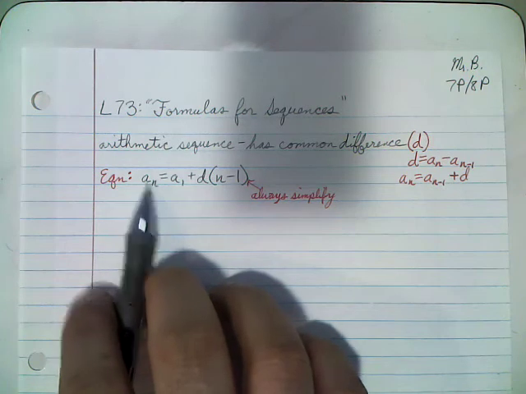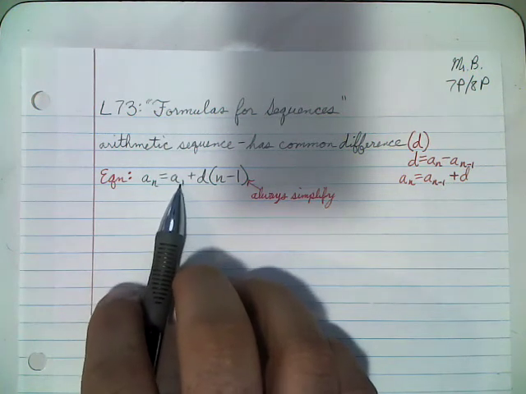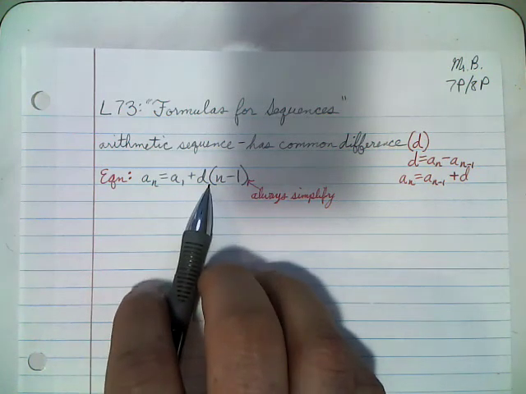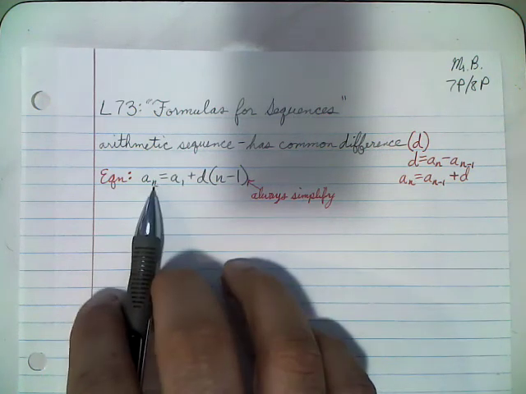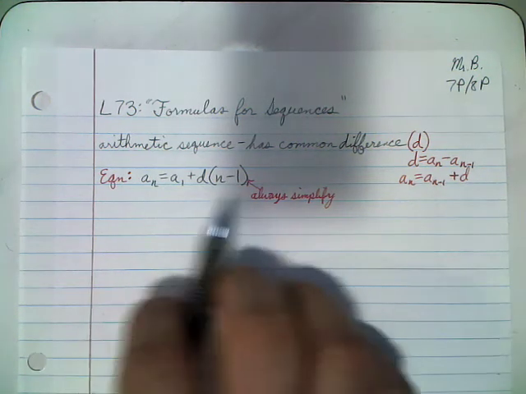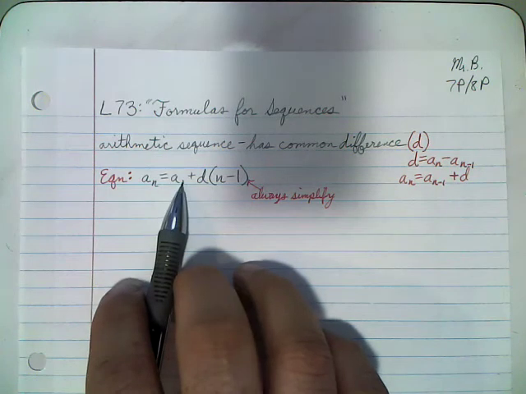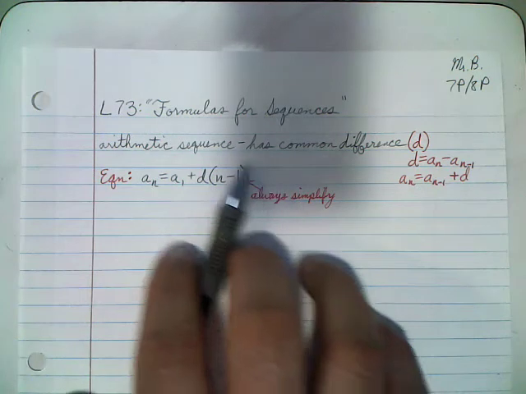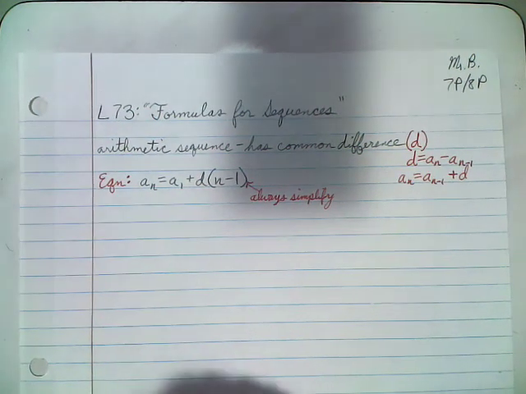A sub n, so some term, can be found by a sub 1, so this means the first term, taking the first term, plus that common difference times n here is going to be our variable. It's going to match this right here. So n minus 1. And as we plug in our numbers, particularly we're going to plug in something for a sub 1, whatever the first term is, we're going to plug in whatever that difference is. We always want to simplify the equation. And we'll see that in just a moment.